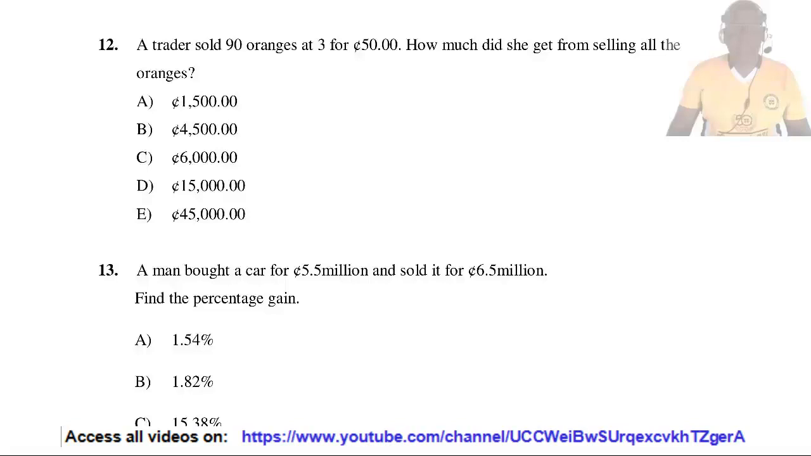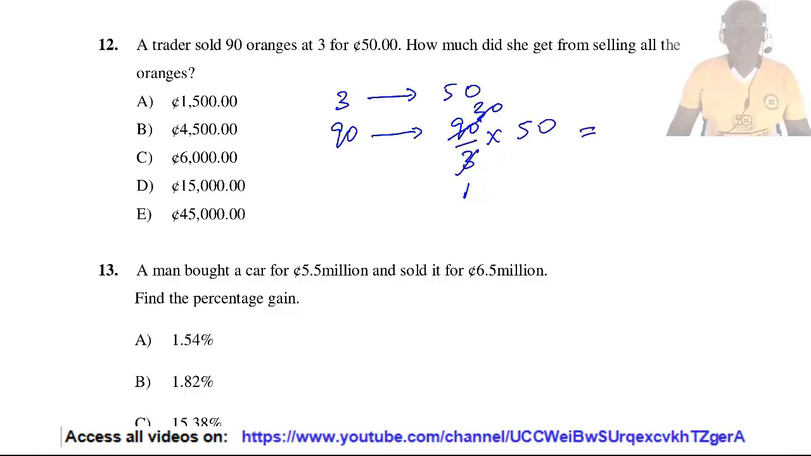Question 12. A trader sold 90 oranges at 3 for 50 cedis. How much did he get from selling all the 90 oranges? 3 oranges were sold for 50 cedis. Therefore, 90 oranges will give you more. If more, multiply. So 90 divided by 3 times 50. 3 goes into 90, 30, so we shall get 1500. So the answer is A.